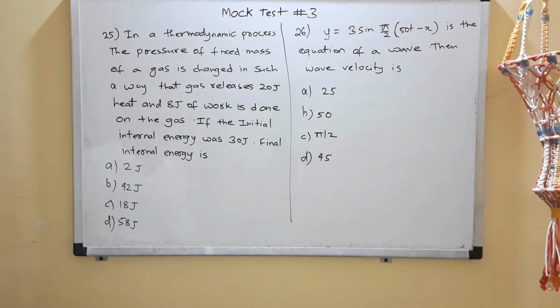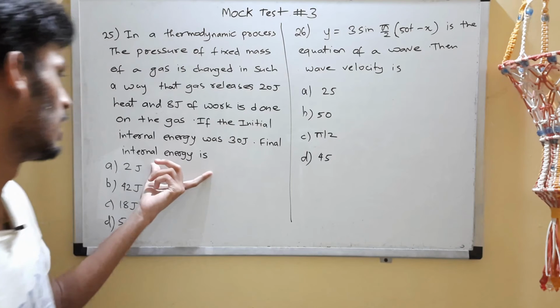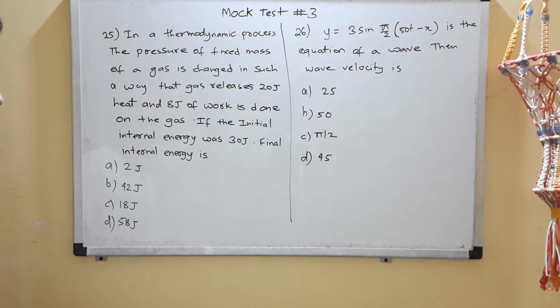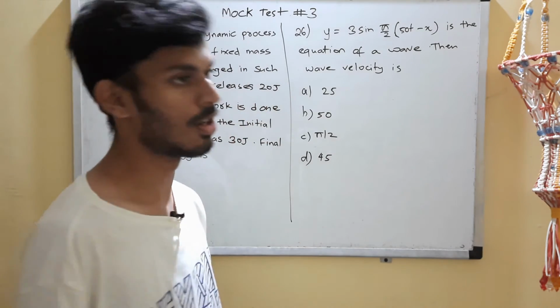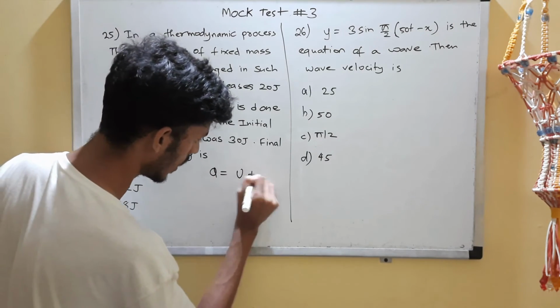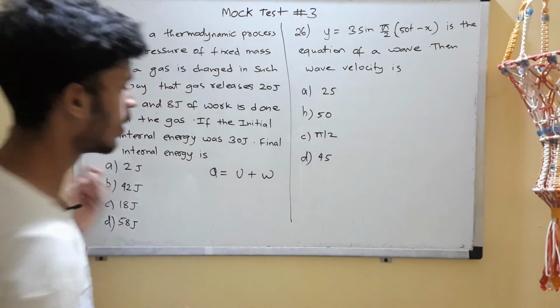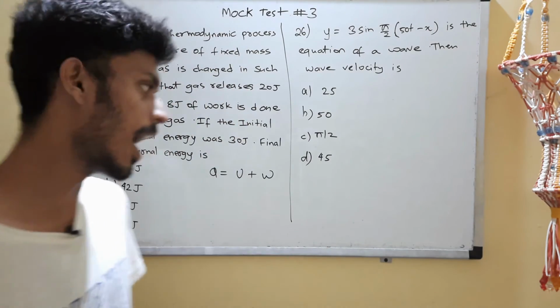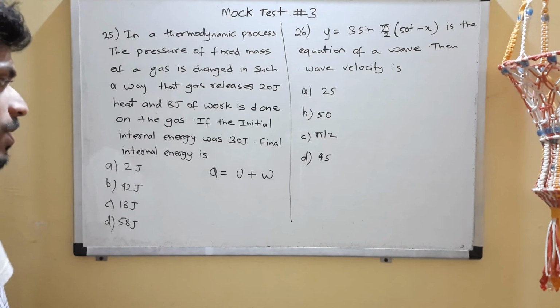You are supposed to tell what is the final internal energy of the gas. It is given that the initial internal energy was 30 joules. So basically we are supposed to use the first law of thermodynamics, which is Q equals U plus W, right? The amount of heat supplied will be split up between internal energy and the work done. So basically, conservation of energy.